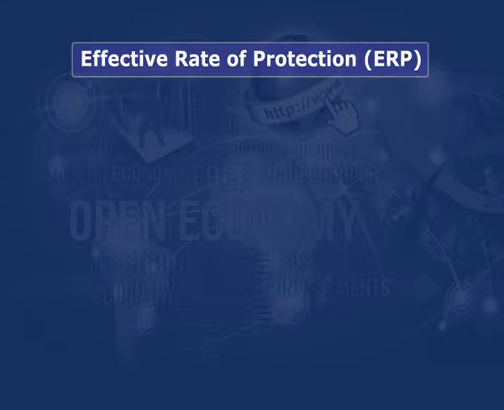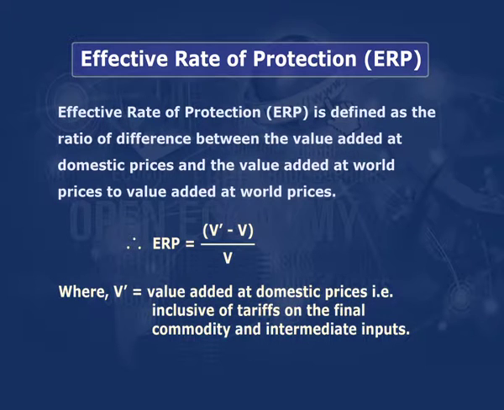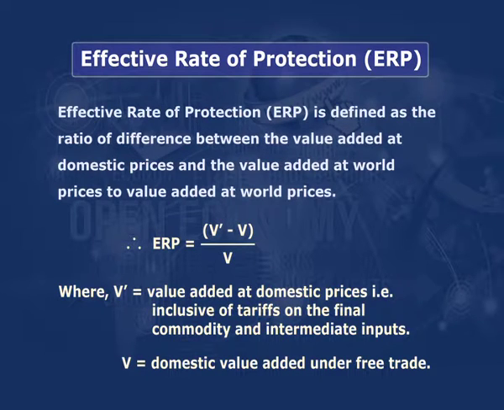Let's define the effective rate of protection, that is ERP. Effective rate of protection ERP is defined as the ratio of the difference between the value added at domestic price and the value added at world price to the value added at world price. Therefore, ERP is equal to (V dash minus V) upon V, where V dash is the value added at domestic price, that is, inclusive of tariff on the final commodity and intermediate inputs, and V is the domestic value added under free trade.